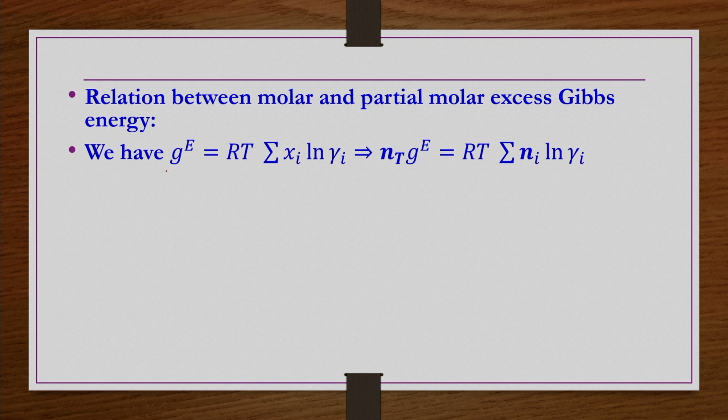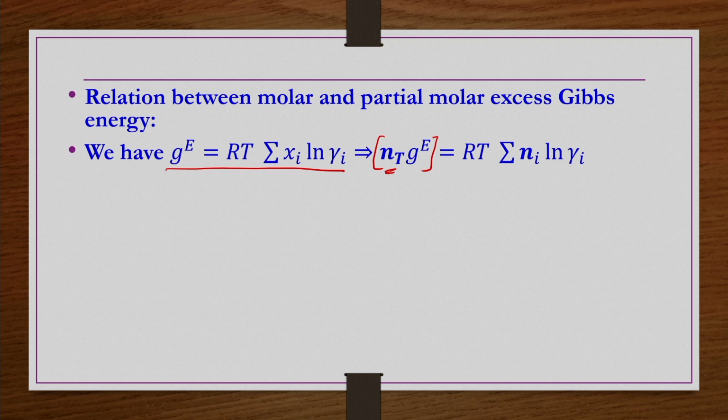So, this g^E is equal to RT sigma x_i ln gamma_i, we have seen, and then as I mentioned, this small g^E is nothing but the molar excess Gibbs energy. If you multiply this with n_T, it will give the total excess Gibbs energy, and on the right hand side, whatever the x_i is there, we write n_i by n_T. So, if you bring that into the left hand side, then we have n_T g^E is equal to RT sigma n_i ln gamma_i. This is what we have.